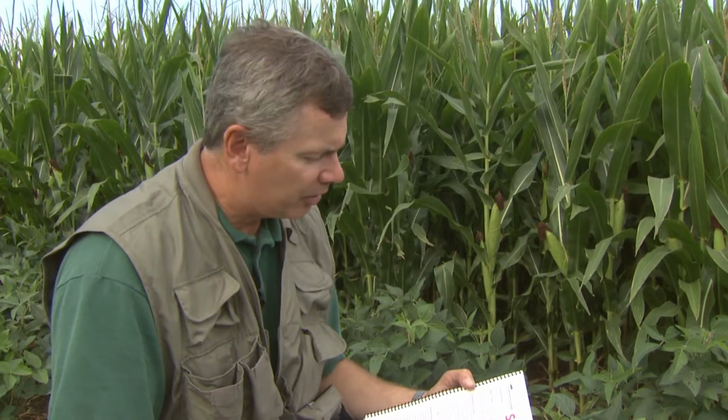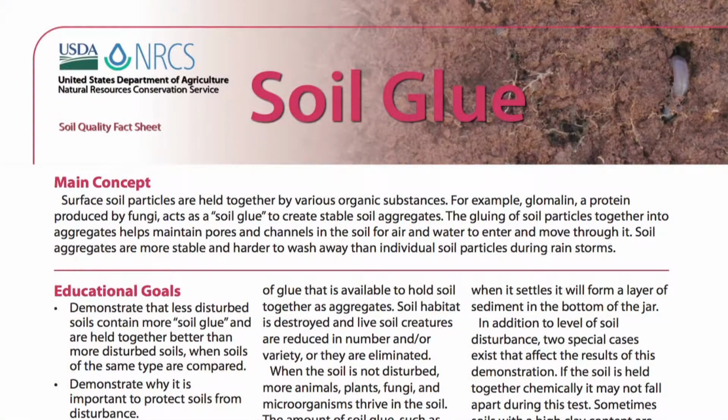Okay, we're going to talk about soil glue, which is in section 5 of your educator's guide. The goal is to demonstrate that less disturbed soils contain more soil glue and hold together better, or have better aggregate stability. It demonstrates why it's important to protect soils from disturbance such as tillage, and then provides examples where soils must be disturbed, with further investigation actions that can be taken to protect them.